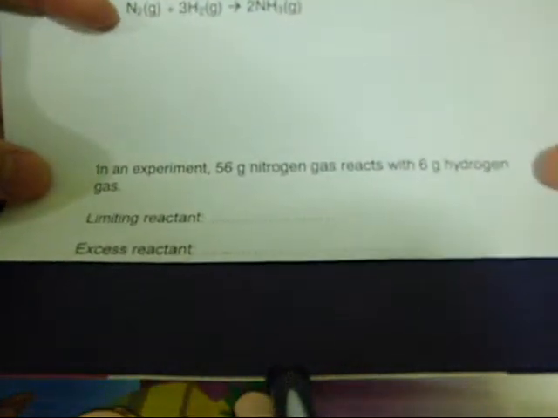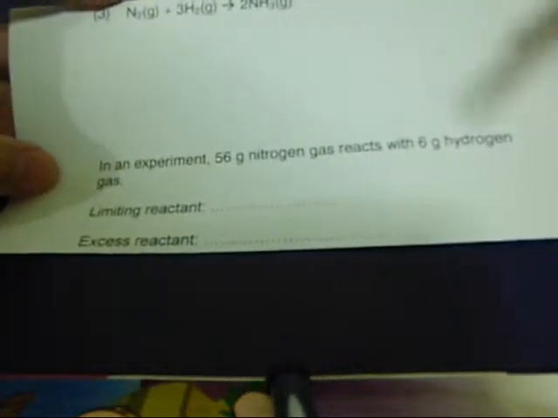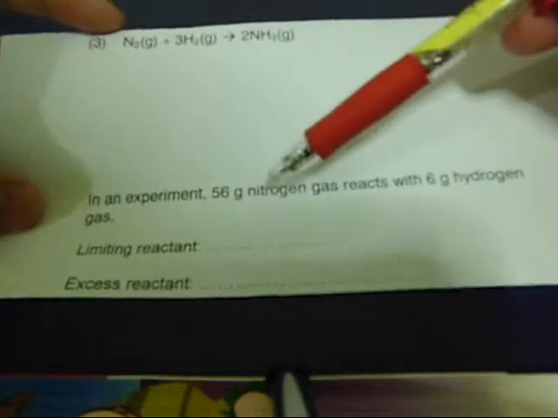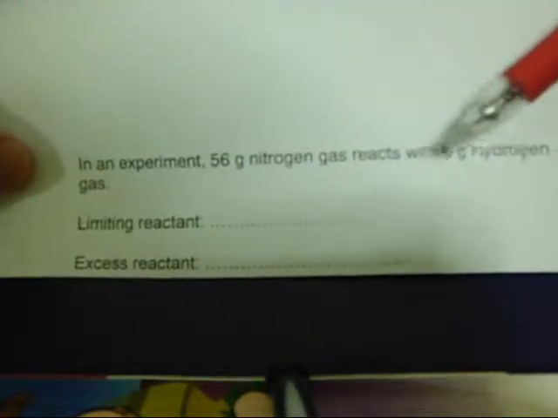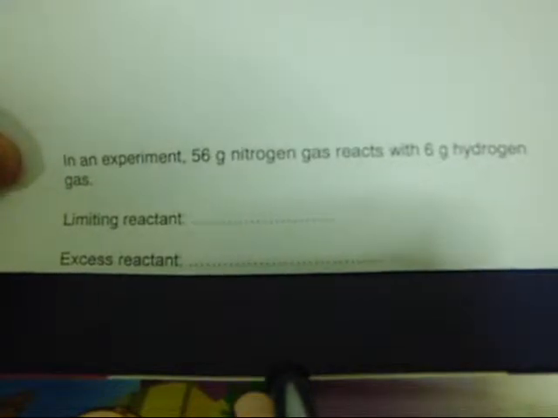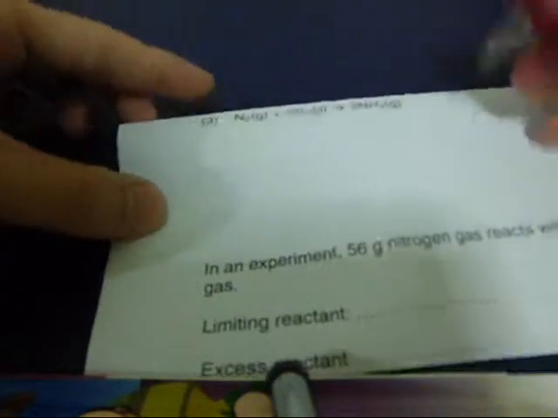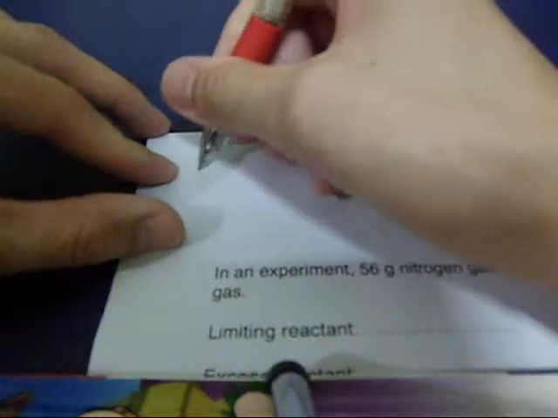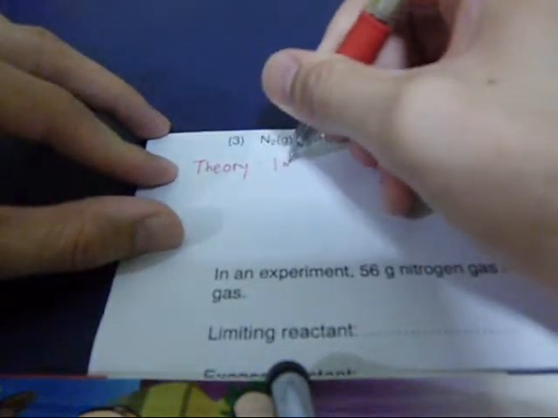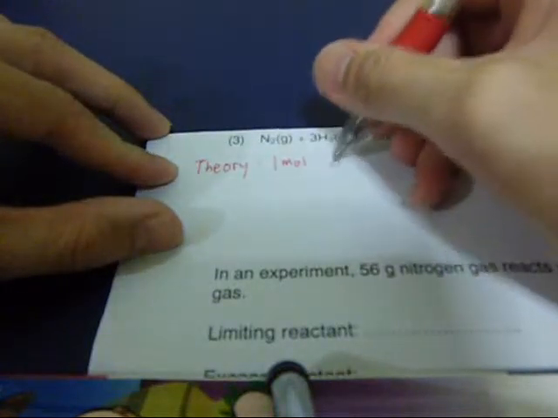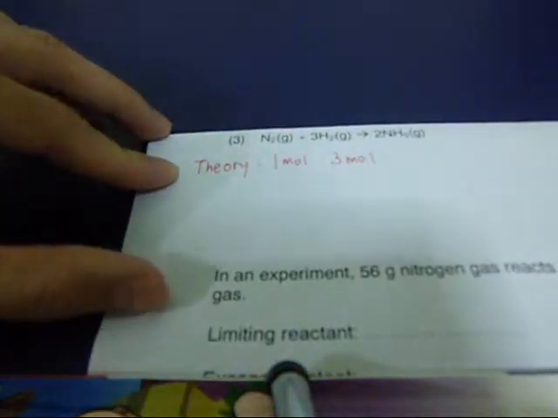Now in the third example, same thing, same chemical reaction. So instead of giving you the volume, I give you the mass. So you have 56 gram of nitrogen gas reacts with 6 gram of hydrogen gas. So same thing, we look at the mole ratio. So in theory, 1 mole of nitrogen, 3 mole of hydrogen.